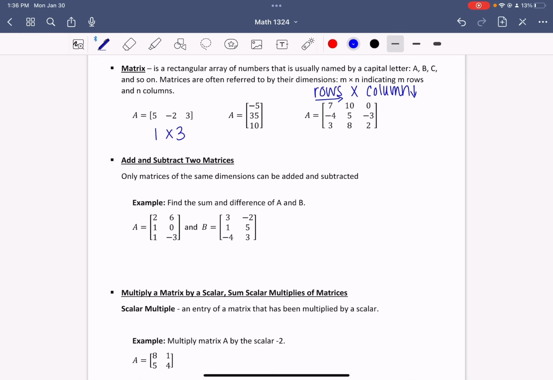The next one you can see we're moving vertically. So this is considered 3 rows by 1 column. So a 3 by 1 matrix. The last one has 3 rows and 3 columns. So size-wise, we would call that a 3 by 3 matrix.